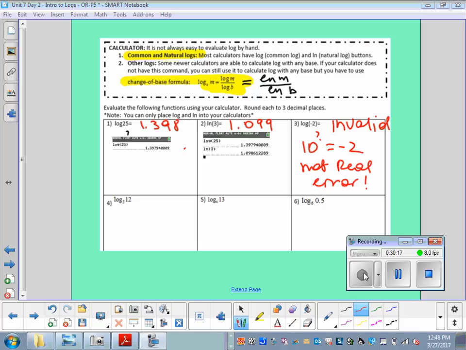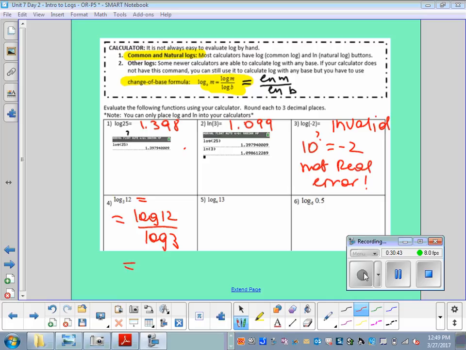Okay. So number 4, can I enter this as is into my calculator? No, right? Because the base is 3. My base b is 3. I cannot enter it as is into the calculator. So I need to rewrite it using my change of base formula. Log base 3 of 12 is the same as log of 12 over log of 3.